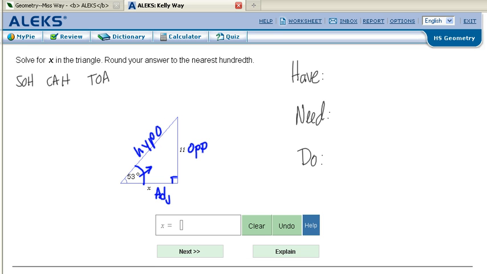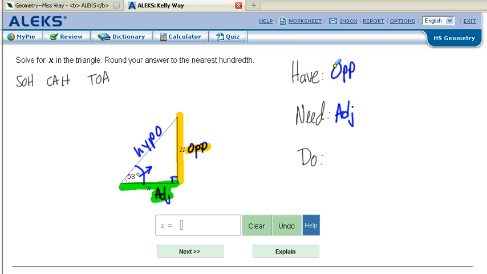Now, we look at what we have. We have the opposite side. So I'm going to come over here. I'm going to say we have the opposite side. We are looking for the adjacent side. That's our x. So we're looking for the adjacent side.